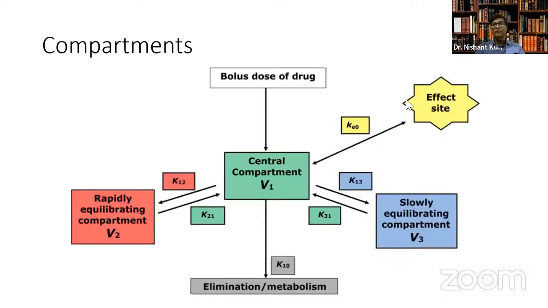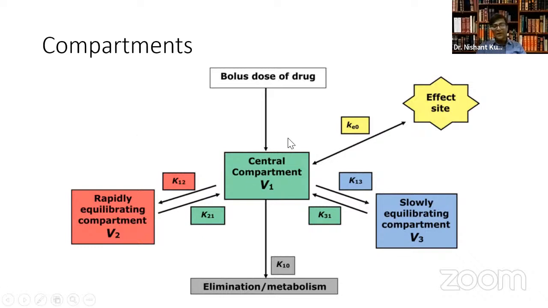Now, this is the most common model which is used, the compartment model. So, when you give a bolus of the drug, it goes through the central compartment V1, right? Then it goes to the rapidly equilibrating compartment V2. Now, these are the constants. K12 is the rate constant from central compartment 1 to 2. And obviously, over a period of time, there will be movement of the drug from compartment 2 to compartment 1, which is given by K21. Then we have the slowly equilibrating compartments such as the fat and the subcutaneous tissue, K13 and K31. And finally, it is the effect site, which is the KE0, right? Effect site concentration. And ultimately, some of the drug is lost to elimination or metabolism. So these are the three compartments.